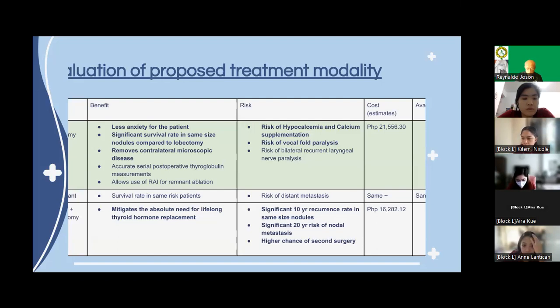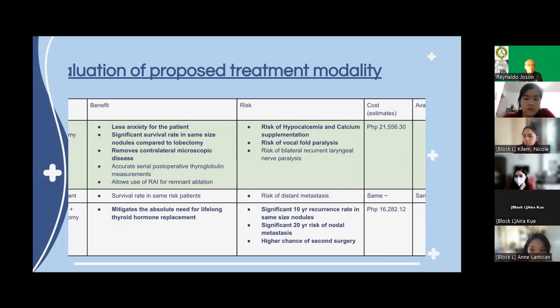So for the benefits po, in summary po, the benefits for total thyroidectomy is number one, which is most important po, it causes less anxiety for the patient po, and the practicality na pwede na po i-treat agad. Number two is significant po yung survival rate niya compared sa lobectomy in same size nodules. Number three is it removes contralateral microscopic disease.